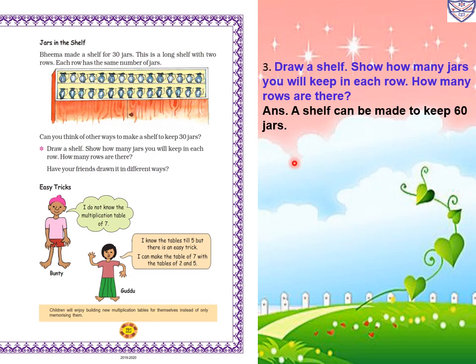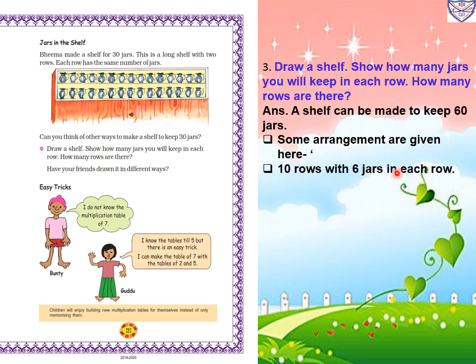So in how many different ways can we keep that? Some arrangements are given here. So 10 rows with 6 jars in each row. First we will make 10 rows of shelf, and we will keep 6 jars in each row. So 10 sixes are 60. So in total we can keep 60 jars.